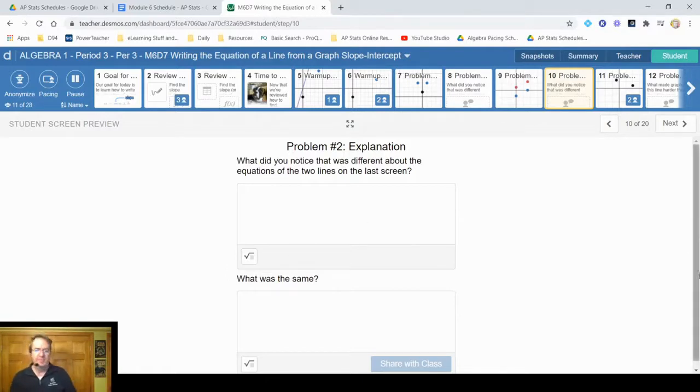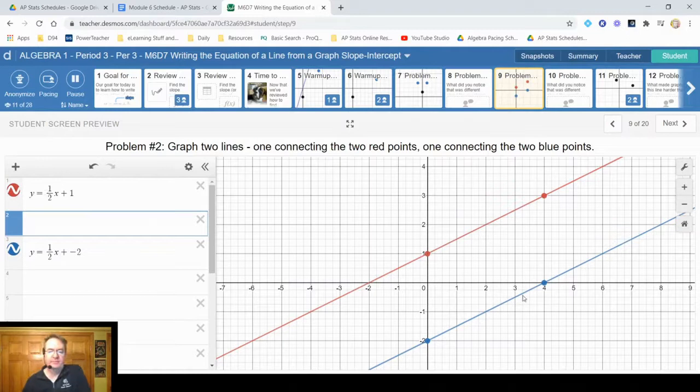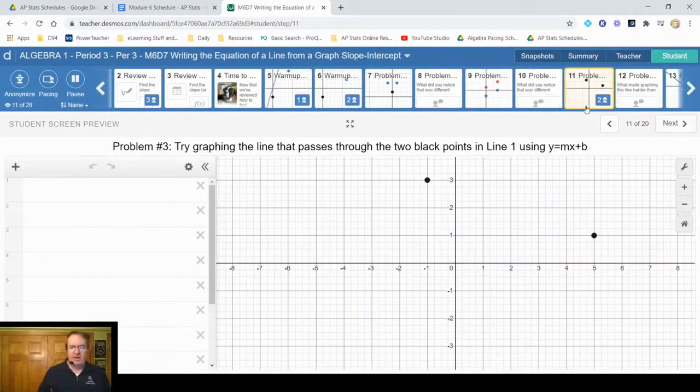All right, so some things you might have said: differences were the y-intercepts were different, but the slopes were the same. These are basically parallel, so the slopes are the same. So this up here is also 1/2. But the y-intercepts are different. Let's try 11. Actually, you pause it right now. Try 11.